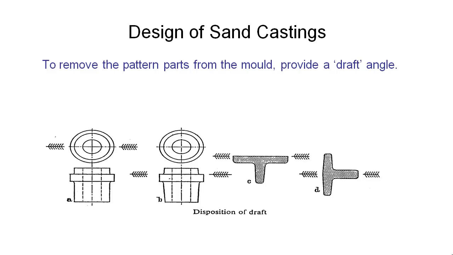The main thing that you need to consider when you're designing your parts and the patterns of your parts for molding using the sandcasting technique is to provide a draft angle so that you can actually pull your pattern out of the sand mold once you're forming it.